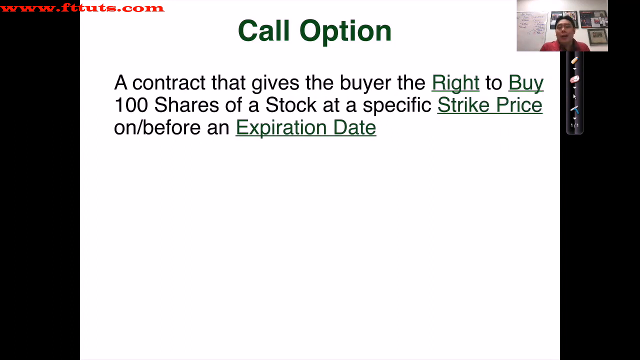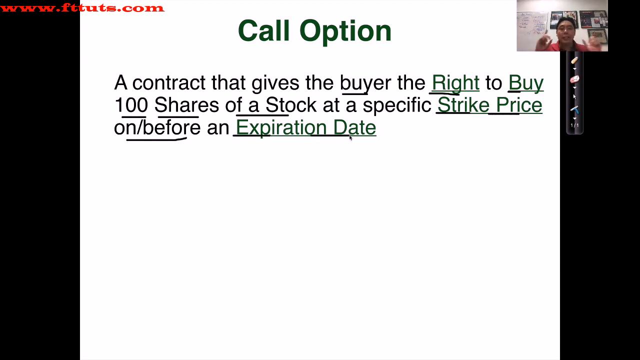All right, so what's a call option? Let me break it down for you. An option is basically a contract. So if you buy a call option, it gives you, the buyer, the right. You've got the right to buy 100 shares of stock at a specific price that you lock in. And we call that the strike price. But you must do it before an expiration date.